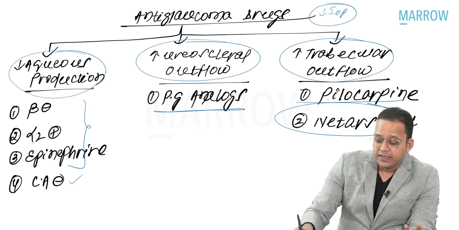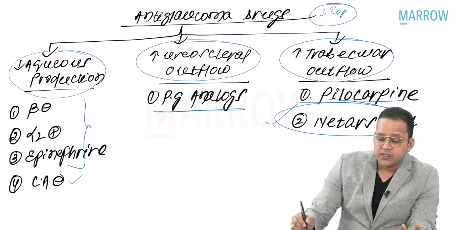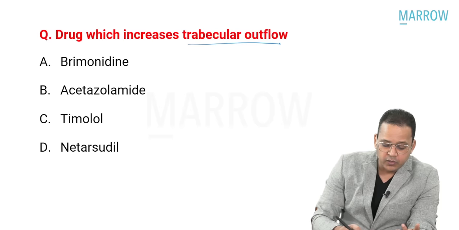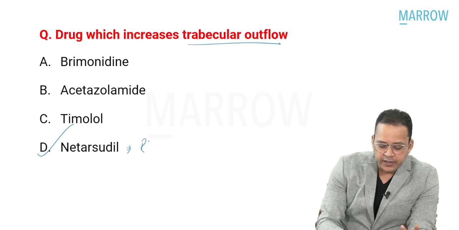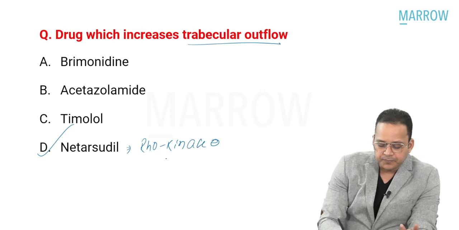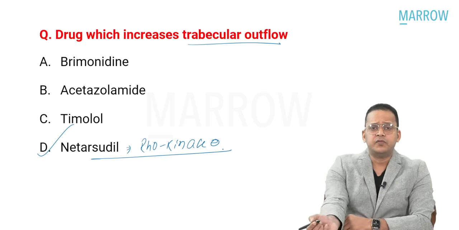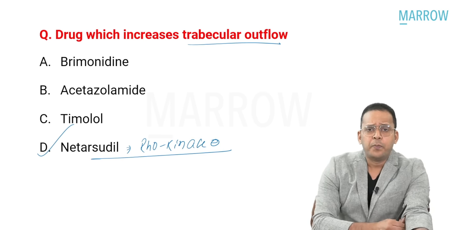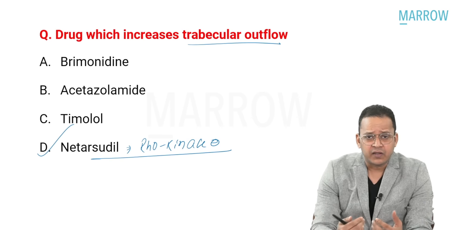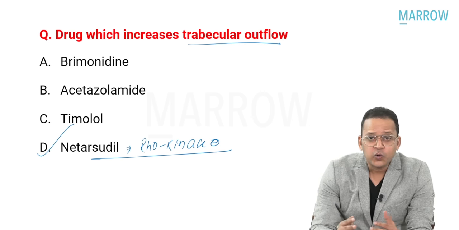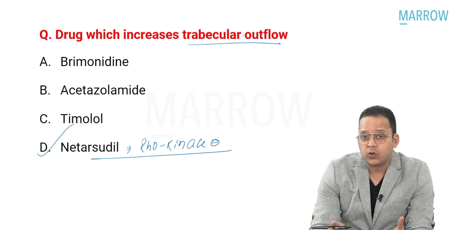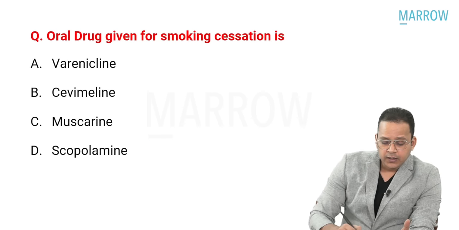And the new drug is netarsudil. Netarsudil also acts by increasing trabecular outflow. So netarsudil is the answer here. And netarsudil is a Rho kinase inhibitor, which is approved for treatment of open angle glaucoma. It is available as a single agent, as eye drop. It is also available along with latanoprost. For resistant glaucoma, it can be combined, right?